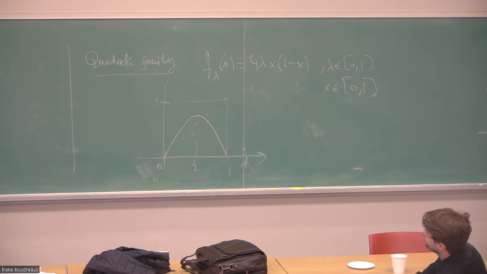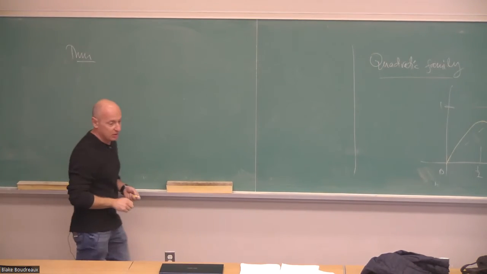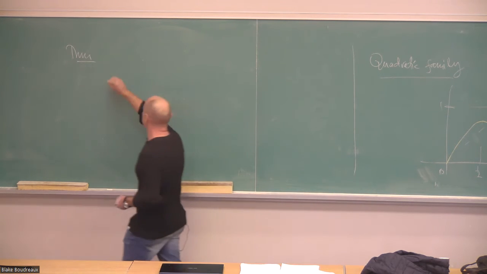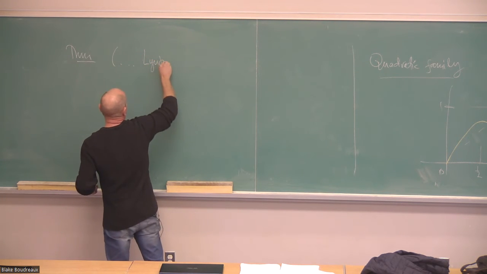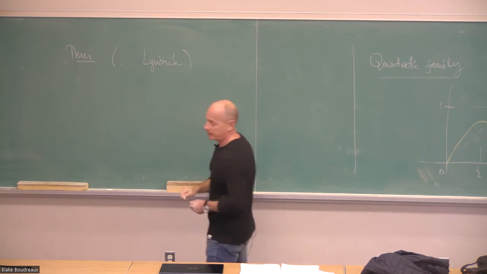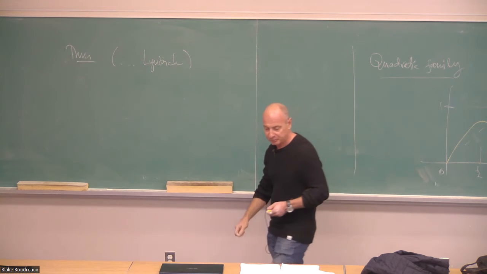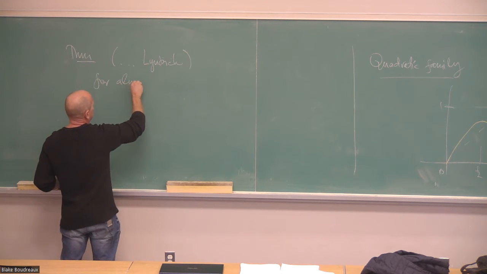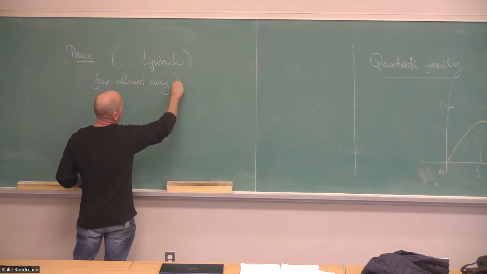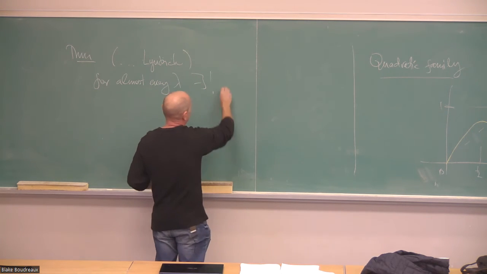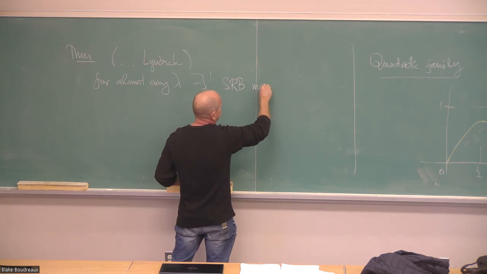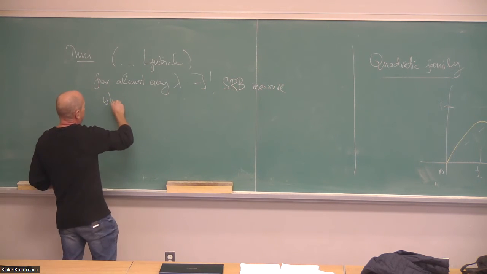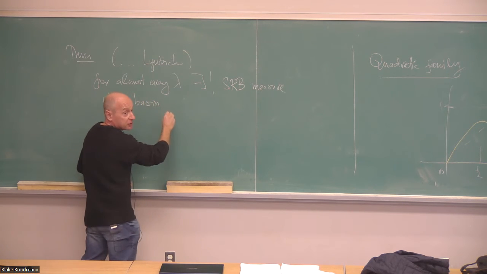Okay, so here is a theorem, for instance, which is mostly due to Lyubich: that for almost every lambda, there exists a unique SRB measure whose basin is all of [0, 1].